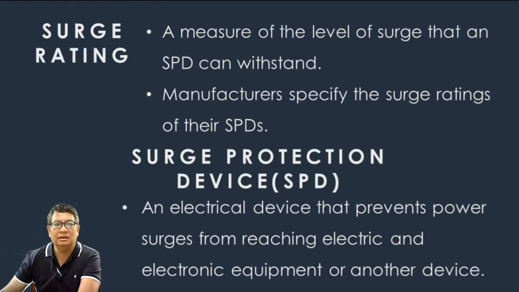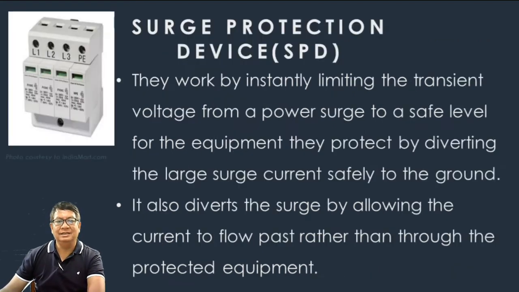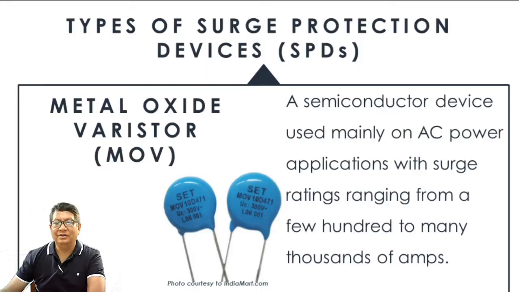Surge rating is a measure of the level of surge that a surge protection device can withstand. Manufacturers specify the surge ratings of these SPDs. An SPD is an electrical service that prevents power surge from reaching electric and electronic equipment or other devices. Surge protection device, SPD. We have many surge protections to go over.